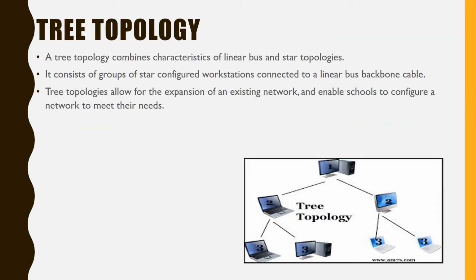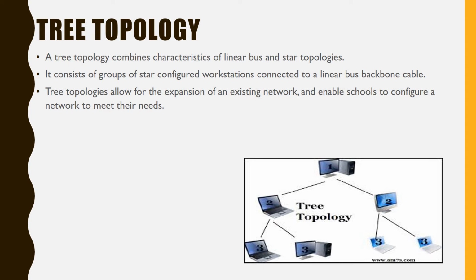Tree topology. The tree topology combines characteristics of linear and star topologies. It is a hybrid kind of topology in which the structure is something like a linear bus topology and a star topology. As you can see in the figure, node number 1 is connected to node number 2 and node number 2 is connected to node number 3. This is a linear bus topology type of structure, whereas node number 1 has two node number 2s, and therefore this type of structure gives you an illusion of the star topology.